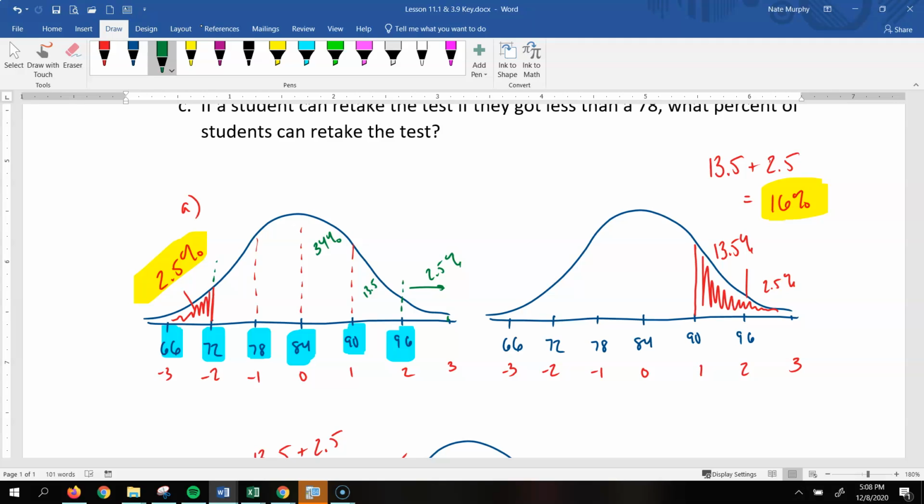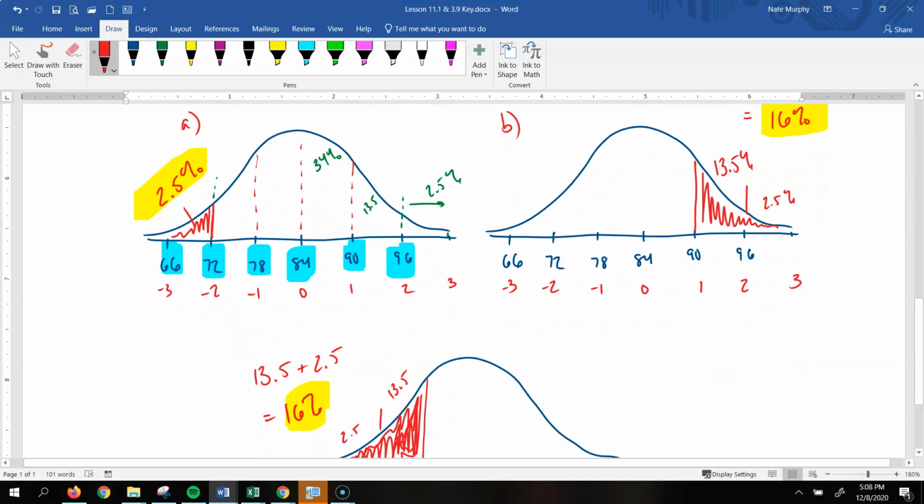All right, looking at part B. Part B, we want to find out what percent of students got more than a 90. That's where we would take and add the 13.5 and the 2.5%. Together that makes a total of 16%. So 16% of students, if this was a normal distribution, would have gotten more than a 90.